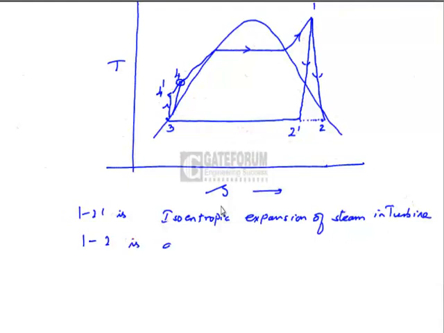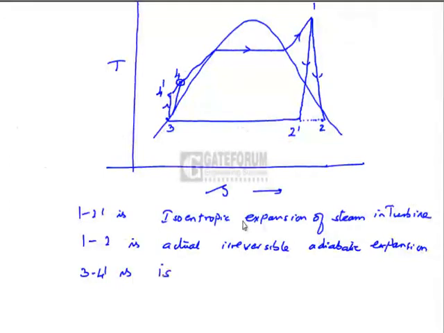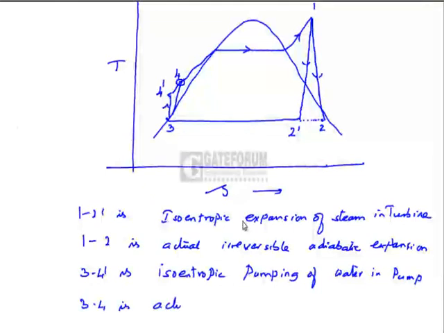1 to 2 is actual, that is irreversible adiabatic expansion, that is with friction. 3 to 4 dash is isoentropic pumping of water in the pump. 3 to 4 is actual pumping with friction in the pump, that is adiabatic with friction. 3 to 4 is adiabatic with friction, 3 to 4 dash is adiabatic without friction, that is isoentropic.